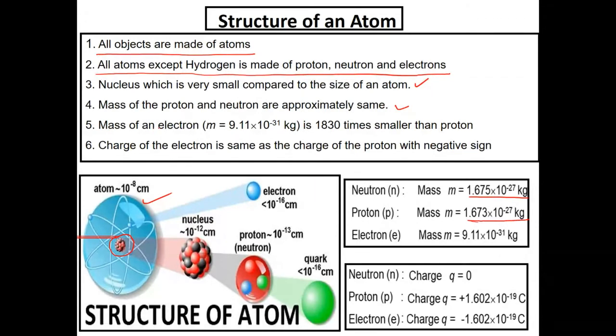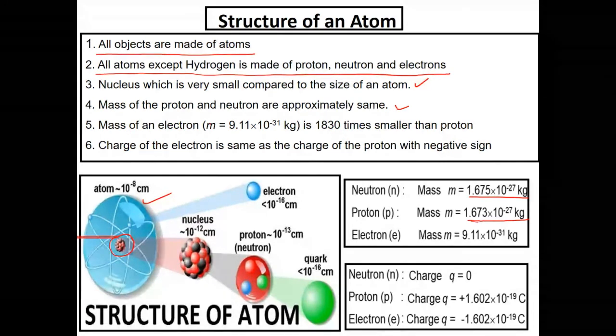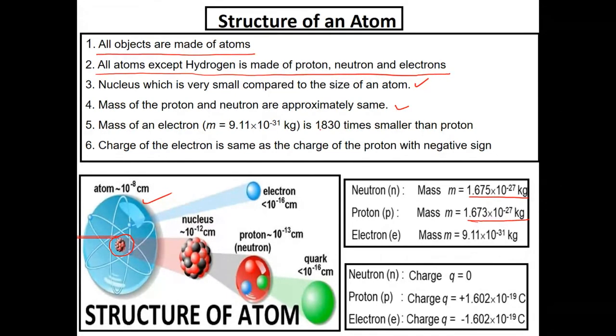Now, for the fifth point, we compare the mass of the electron with the proton. My dear, when you compare them, what should be the mass of the electron? You can see here that the electron is 1830 times lighter than the proton. You can compare this value with the proton: the mass of the electron is this, and the mass of the proton is this. So the mass of the electron is 1830 times smaller than the proton.